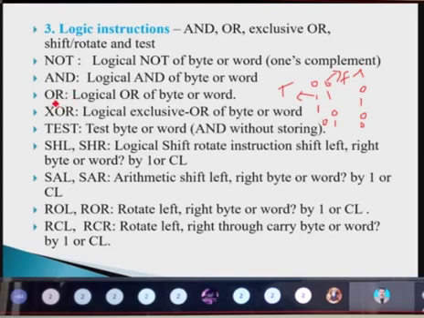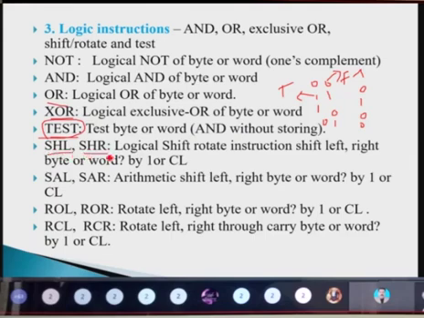So OR in the sense that if any one bit is 0 or 1, it will be taking that. So that is about OR. XOR is the logical exclusive OR of byte or word. Okay. So next is TEST byte. Okay, so we can test a byte or word without storing those values, all those things we can do using this TEST.